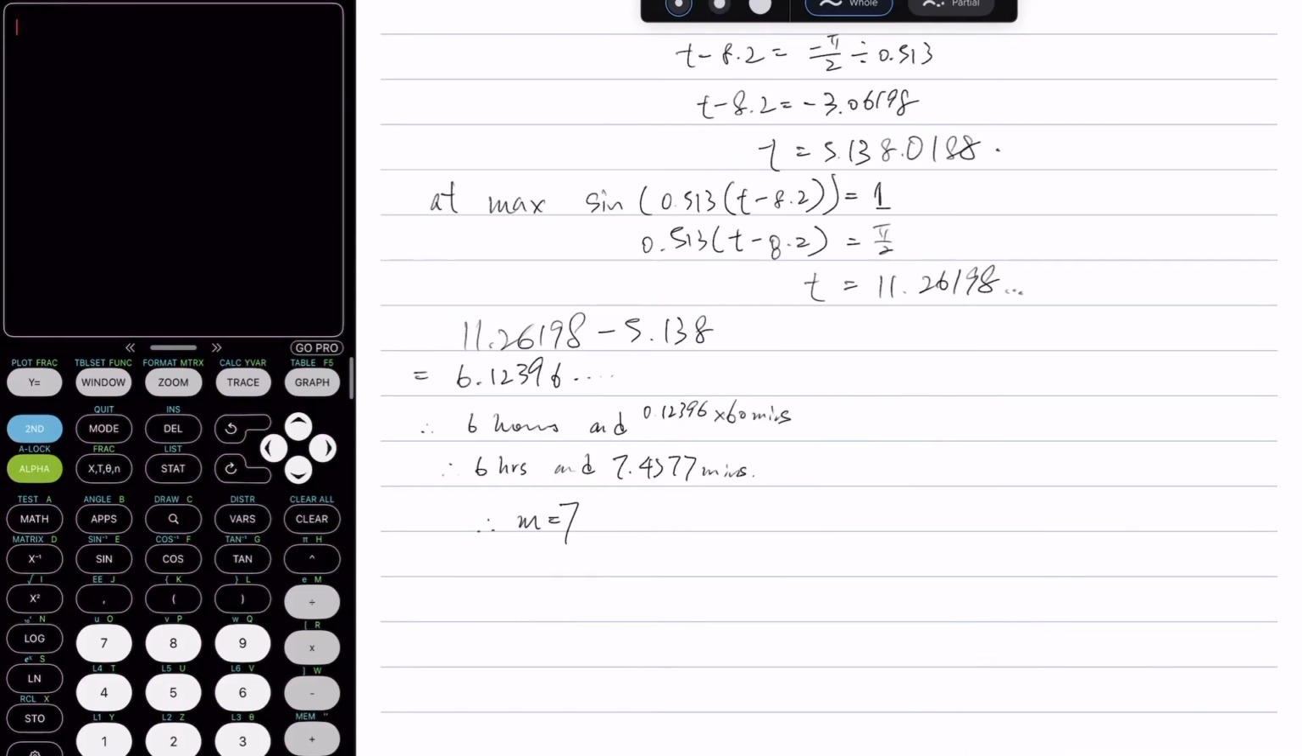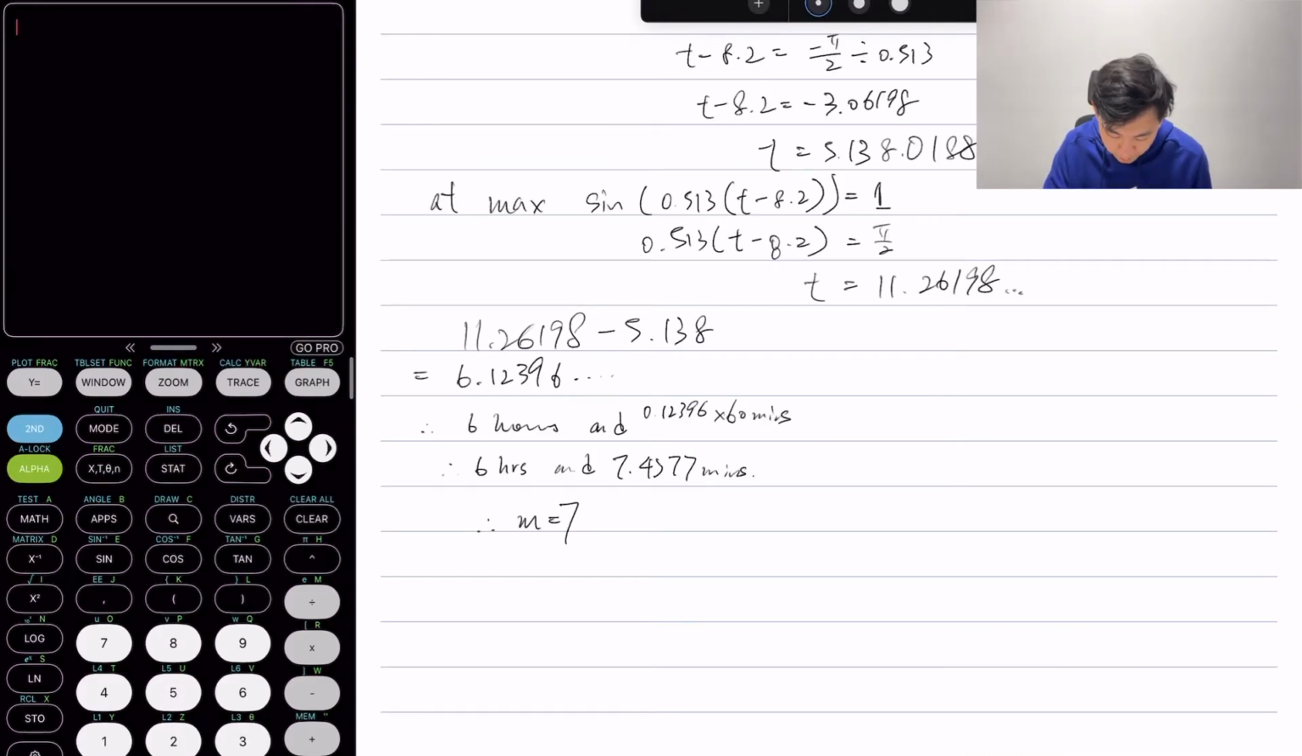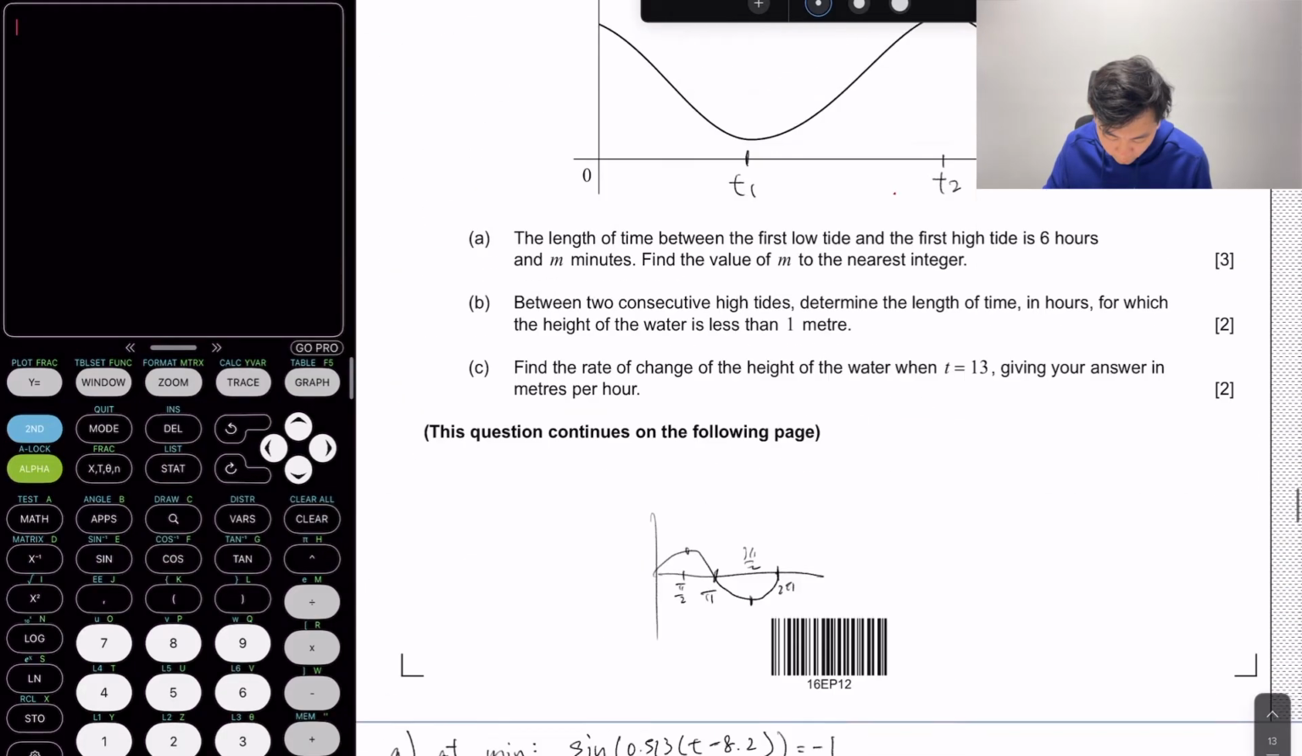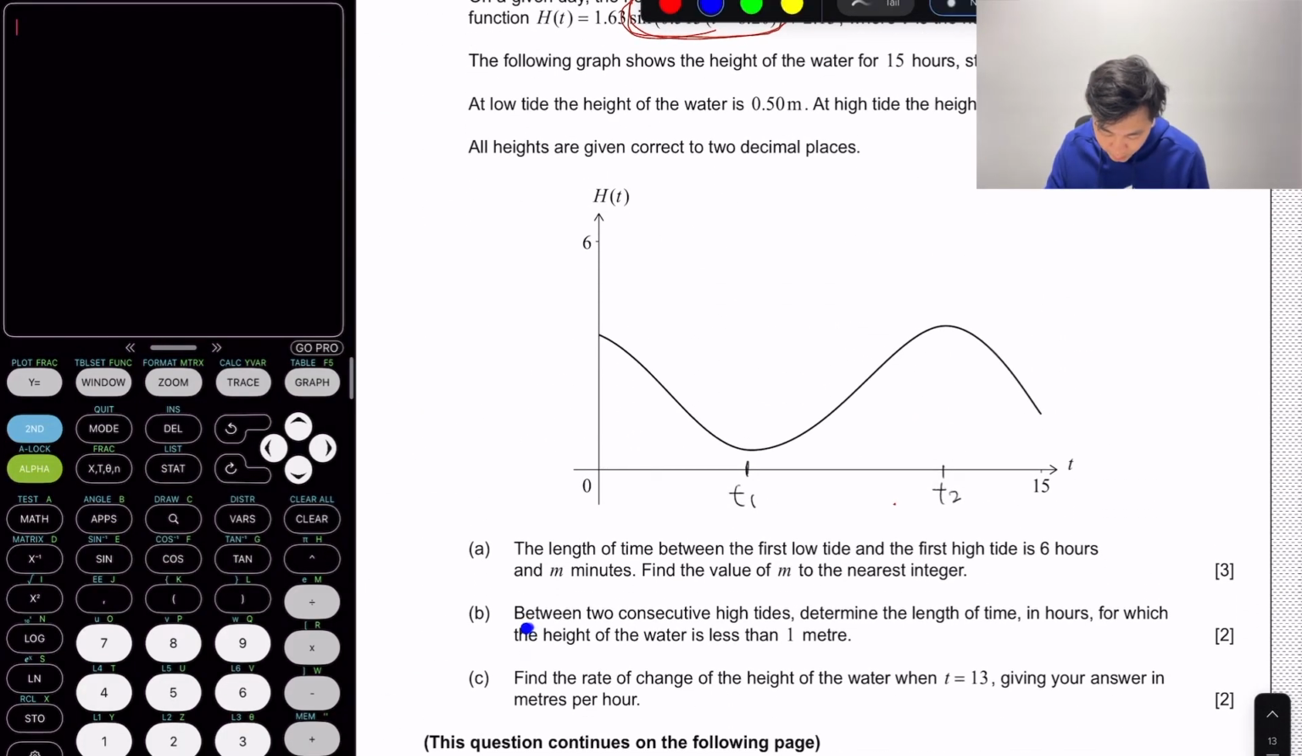Okay, so moving on to part B. What are we looking for? Let's read the question together. Between the two consecutive high tides, determine the time in hours for which the height of the water is less than 1 meter. What does it mean? It means right there and right there are the high tides, right? So between these two, we have to find the amount of time that it's below 1 meter.